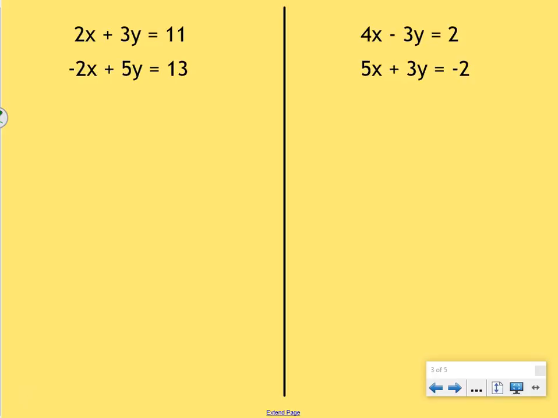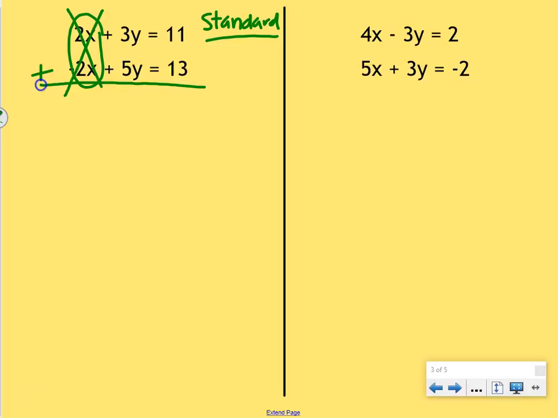All right, so for example, we have 2x plus 3y equals 11 and -2x plus 5y equals 13. We're going to treat this like one giant addition problem. Now, if you notice, both of these equations are in standard form. That's a good form for elimination. Now, if you look, 2x plus -2x, those are opposites, and opposites make 0. So 2x minus 2x is 0. We just eliminated a variable.